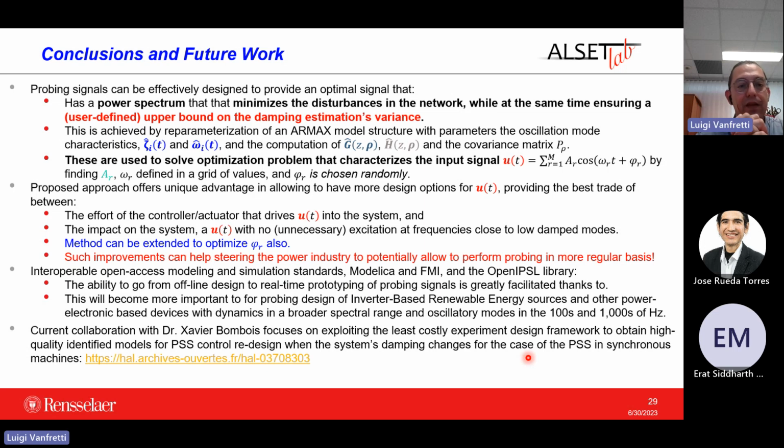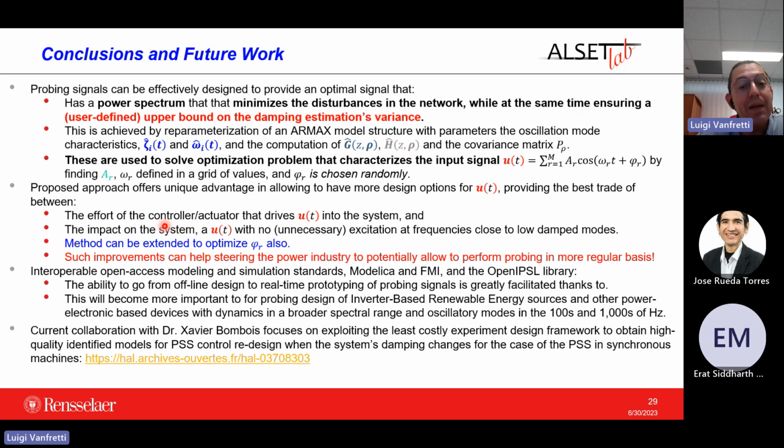And we are also able to solve this optimization problem that calculates the signal only by finding the amplitudes for a grid of frequencies, with omega r chosen randomly. So that's the probing. This has a unique advantage that the effort of the controller actuator that drives you into the system can be targeted.